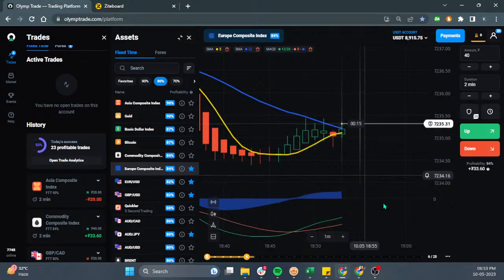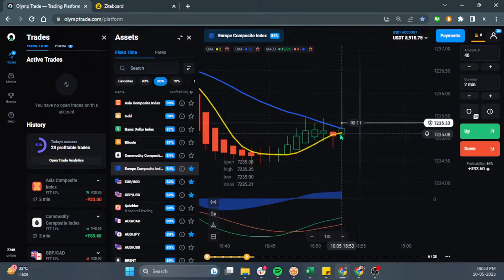Like right now, the candle is about to end. So I will not open a trade on this one and wait for the other candle to form. And then I can open a trade.